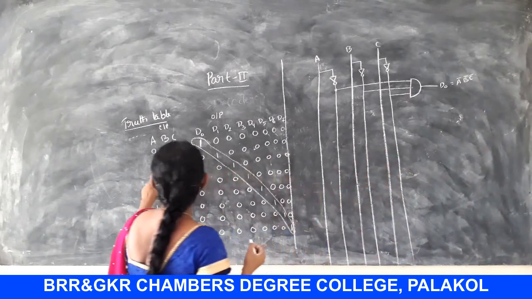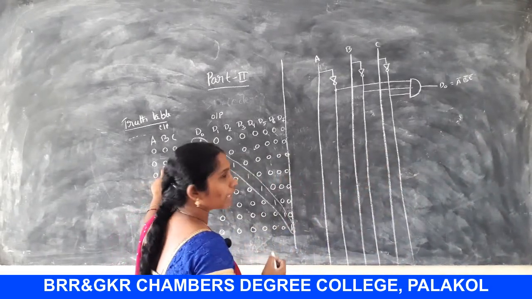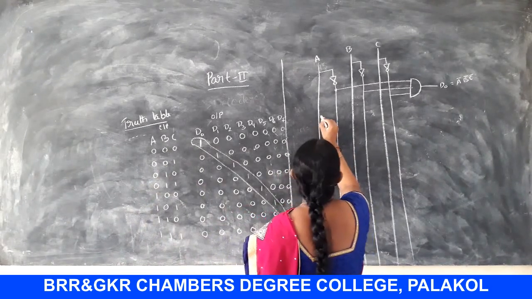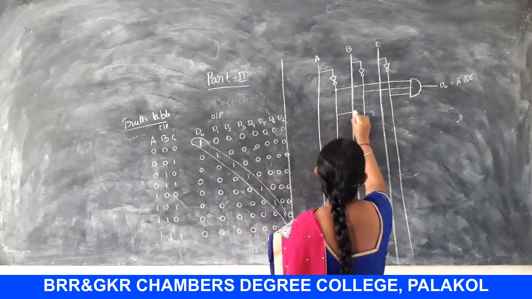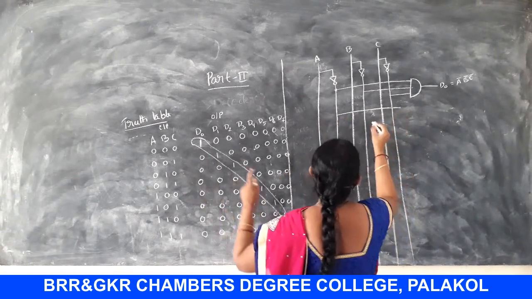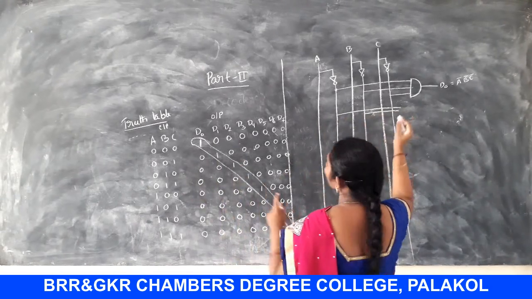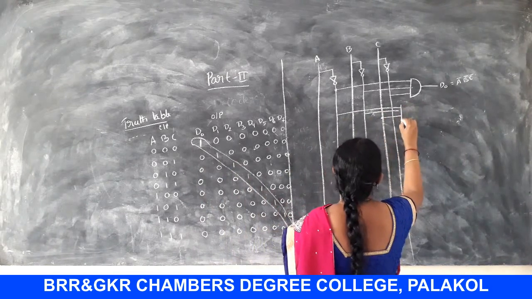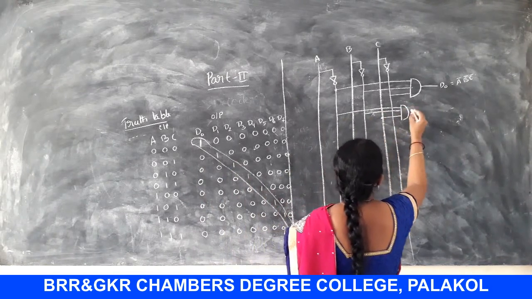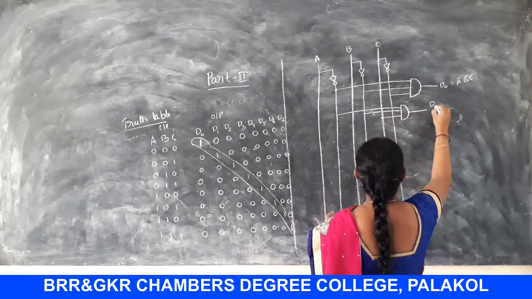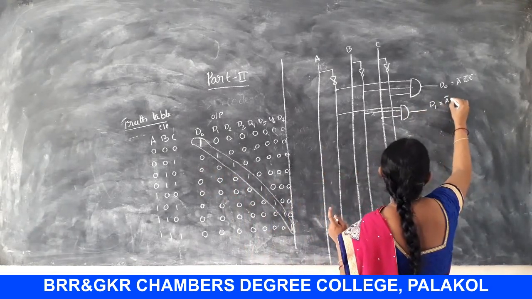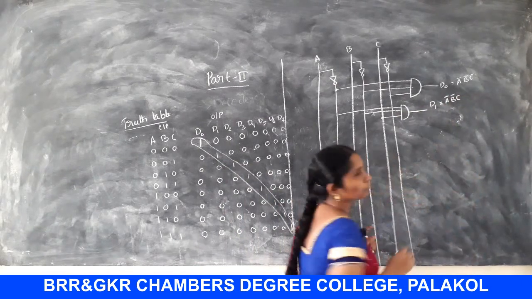Okay. So next one is 1. So 1 is nothing but, so here A is 0, B is also 0 and C is 1. So 1 means this is the D1.